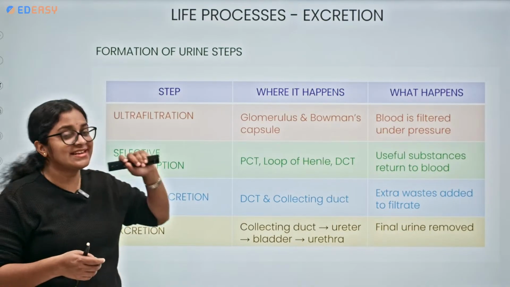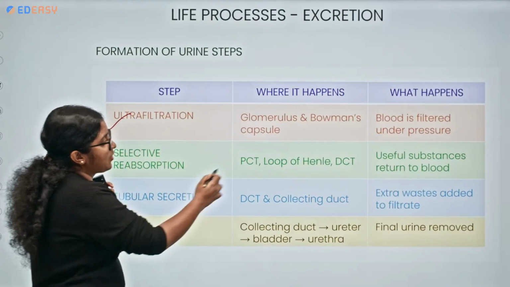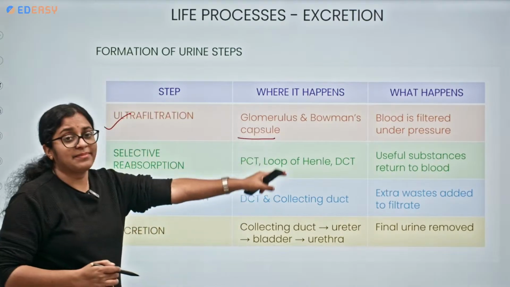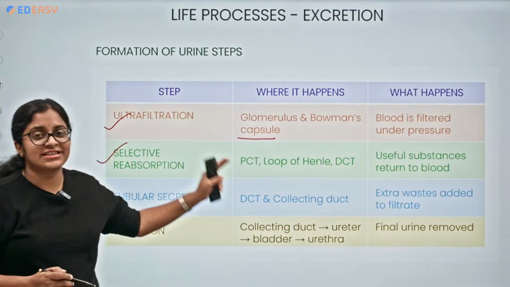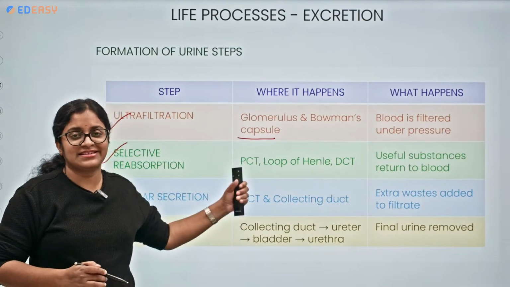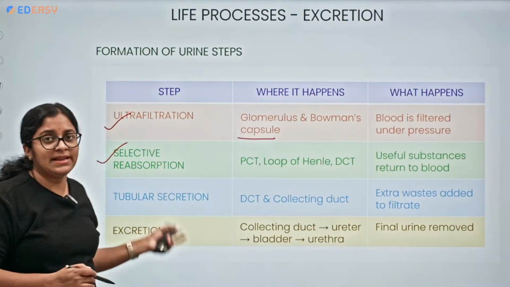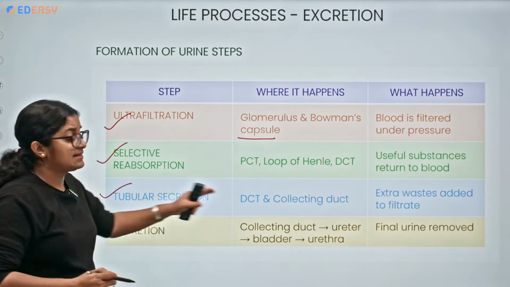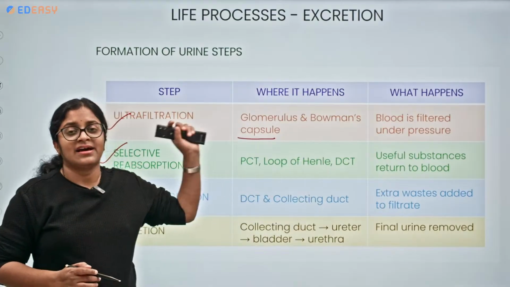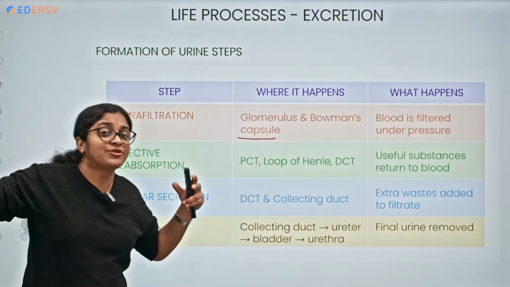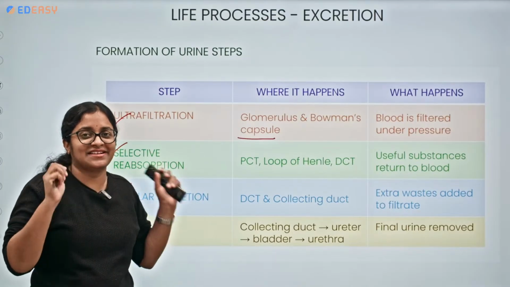The formation of urine. Let's reiterate the points. Ultrafiltration, where is it happening? The Bowman's capsule and the glomerulus. What is happening? Blood is getting filtered under pressure. In selective reabsorption, which happens in the renal tubule, the PCT, loop of Henle and DCT, the useful substances are getting returned to the blood. And tubular secretion is happening in the DCT and collecting duct, right? The extra wastes are getting added to the filtrate that should be eliminated, not to the ones that should be reabsorbed. Don't get confused again.